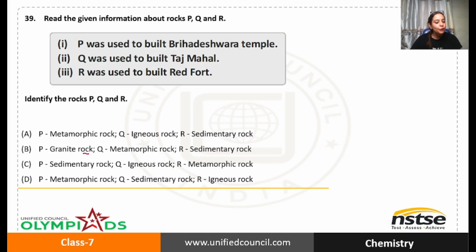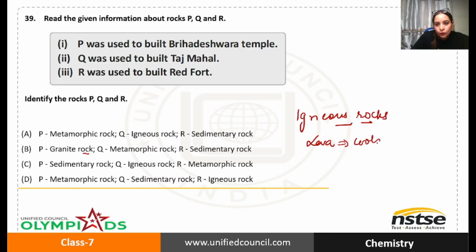So first of all, you should know what exactly rocks are. Rocks are basically the aggregation of minerals. Now, if we talk about igneous rock, sedimentary or metamorphic rock, let me tell you that igneous rocks are formed when the lava cools down. The lava which erupts through a volcano cools down. So igneous rocks are formed at that time.